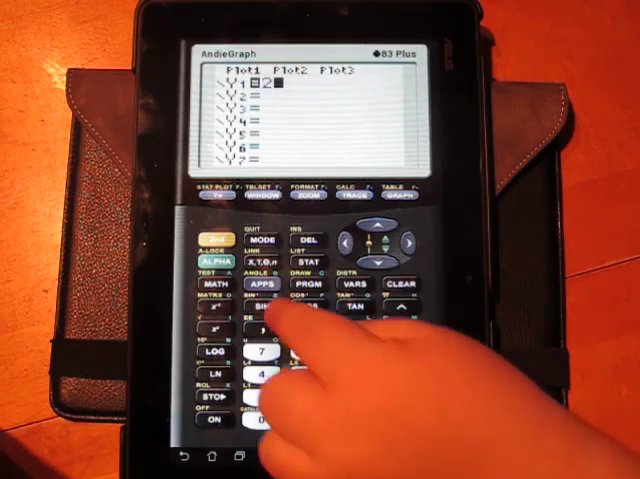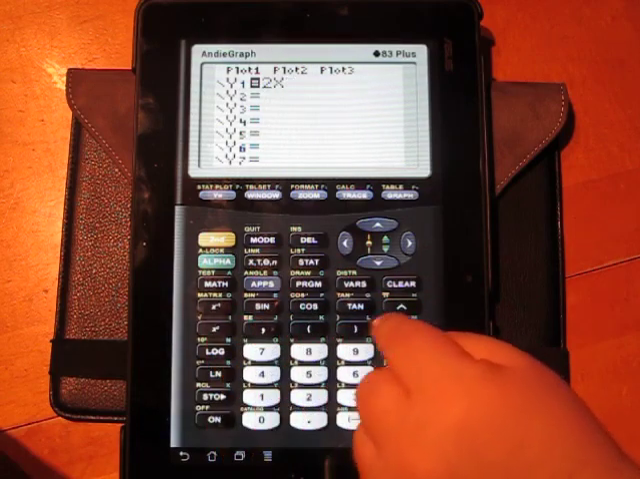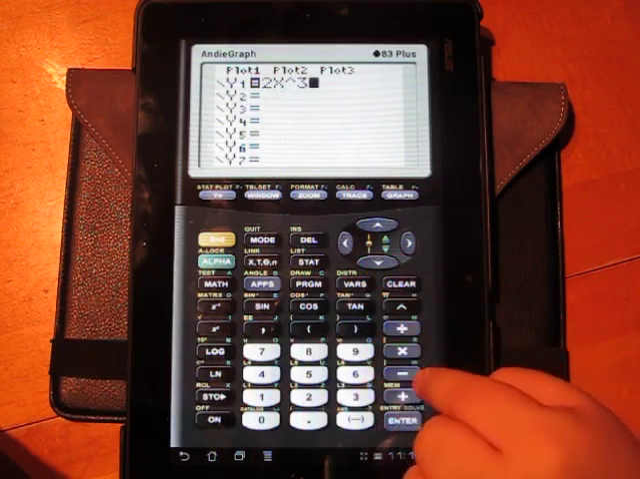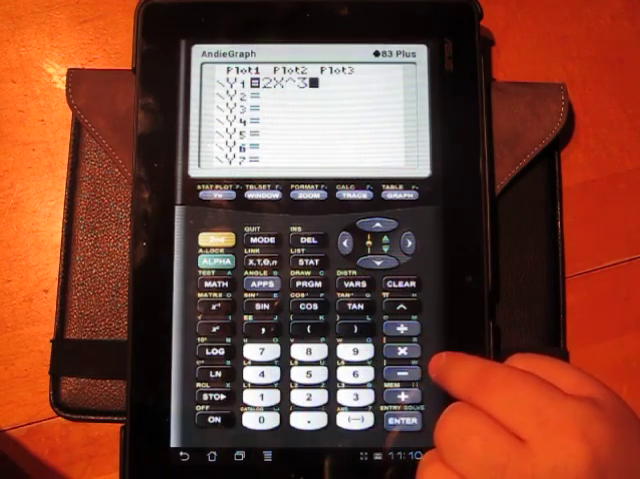So 2x to the 2. So that's how you do cubic. You go to the power of 3. Sorry, to the power of 3, not to the power of 2.